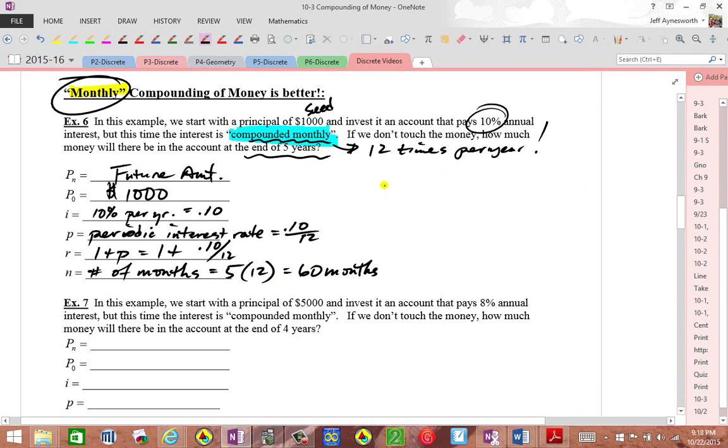Okay, so we've got to find our future amount after 60 months. So that's P of 60, guys, not P of 5, because n is not in years anymore. Now we're in months because we're compounding monthly and not annually.